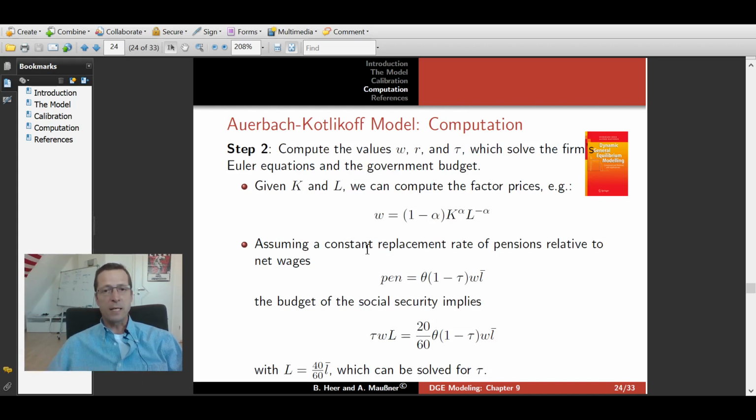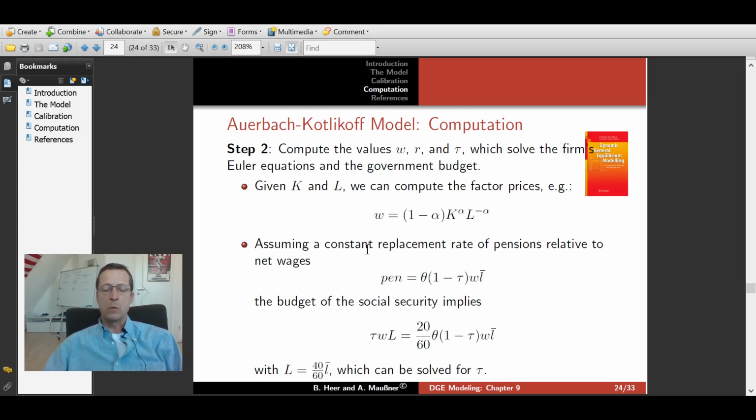In the next step, we compute the factor prices w and r that are implied by these numbers. So we already got r. w is the marginal product of labor, so w is equal to 1 minus alpha times K to the power alpha, L to the power minus alpha. And then we proceed to compute the social security tax tau that balances the budget of the pension authority.